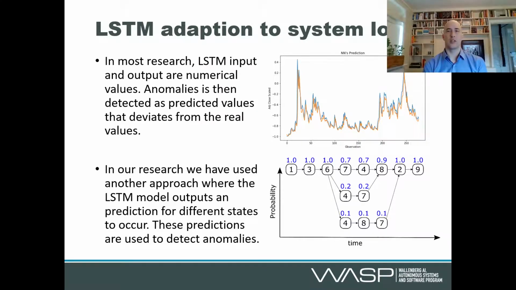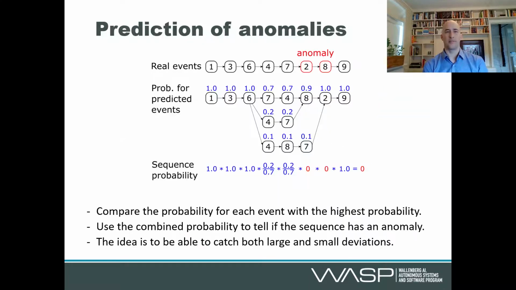In most research, LSTM input and output are numerical values. Anomalies are then detected as predicted values that deviate from the real values. In our research, we have used another approach where the LSTM model outputs a prediction for different states to occur. These predictions are then used to detect the anomalies.